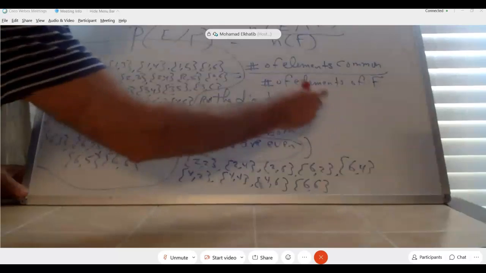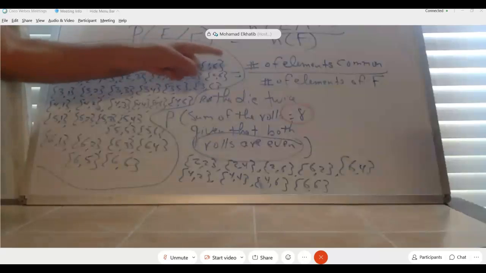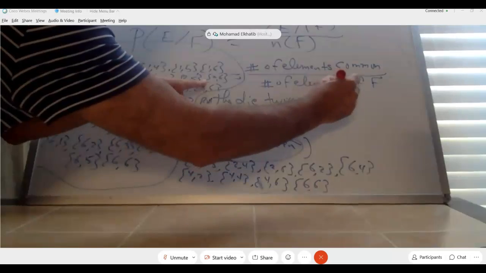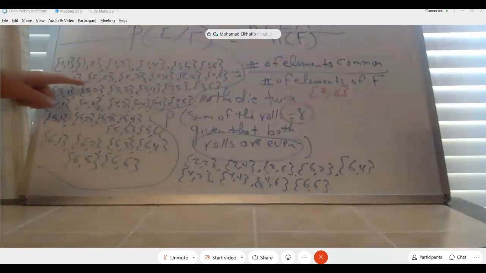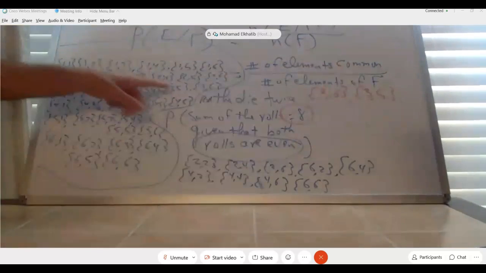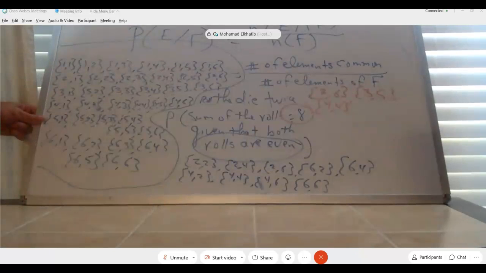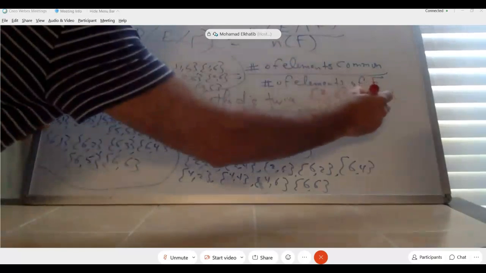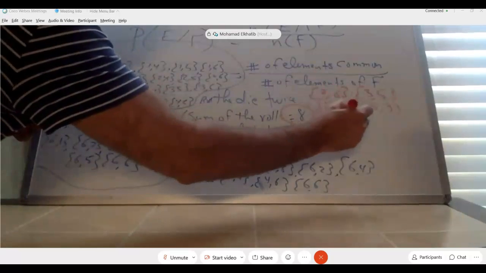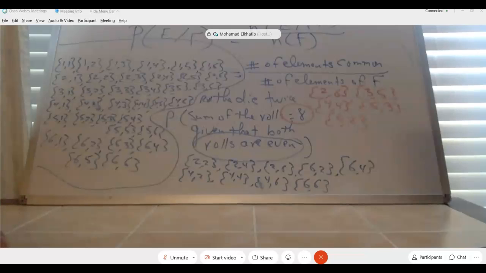The sum is 8. How many of them add up to 8? 1 plus 1 is 2. 1 plus 6 is 7. No. The second row, 2 and 6 is 8. The third row, 3 plus 5 is 8. Then 4 and 4 is 8. 5 and 3 add up to 8. And then 6 and 2 add up to 8. So the ones in red are the ones that add up to 8.